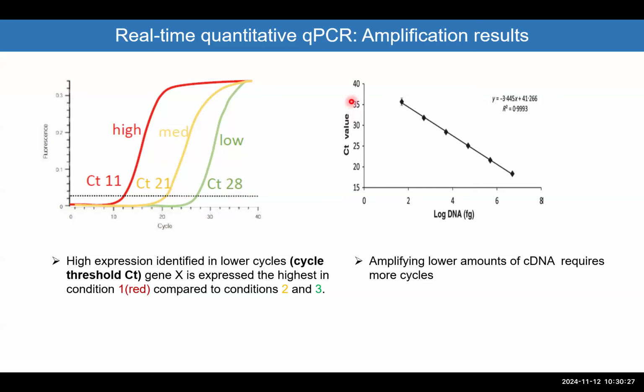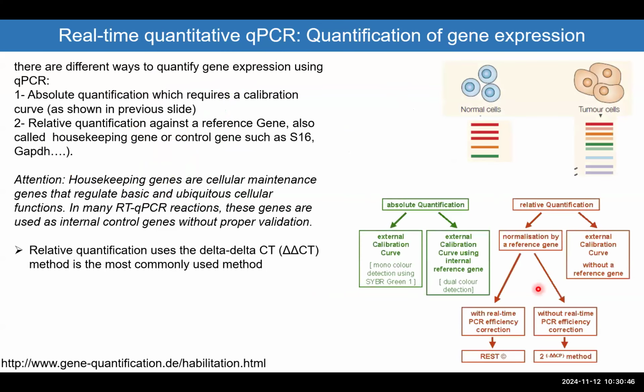And of course, when you do this, you get a curve, and out of the curve, you have an equation. If you don't know what is in yellow, all you need to know is what cycle it is, and then you can amplify, and you know what the amount of the DNA is. So that's pure mathematics here. And this is how we quantify the absolute quantification, or the exact amount of DNA.